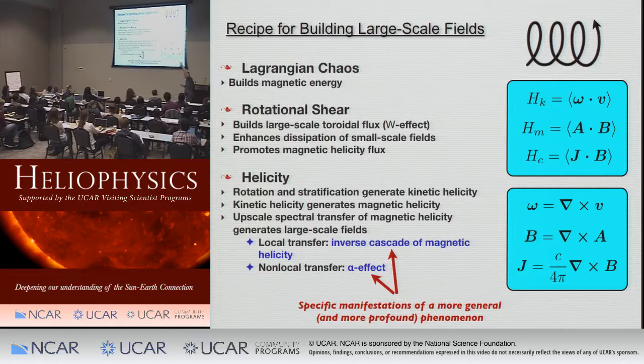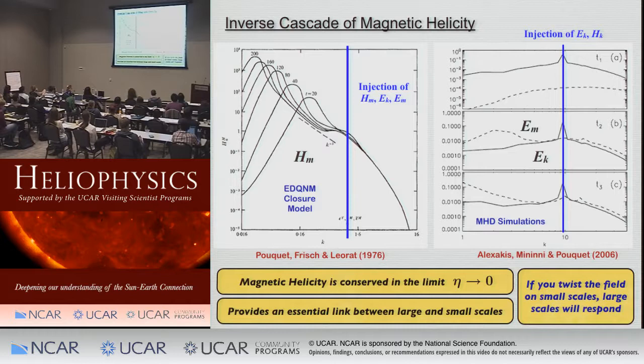And so this is self-similar. This is local in spectral space. This is non-local in spectral space. But they're both manifestations of a deeper reality, I think, which is that by twisting small scales, you can create large scales. And we see that in simulations.